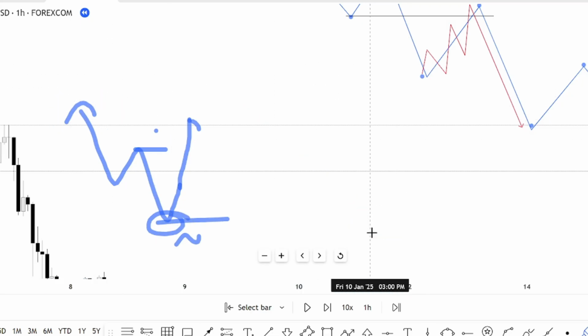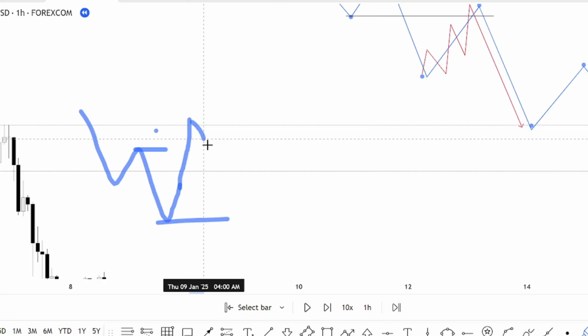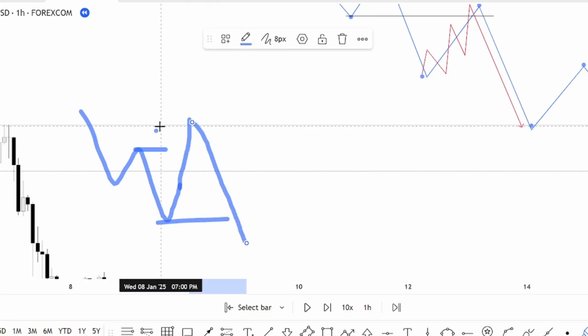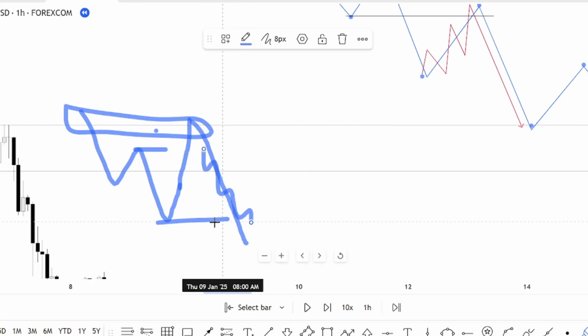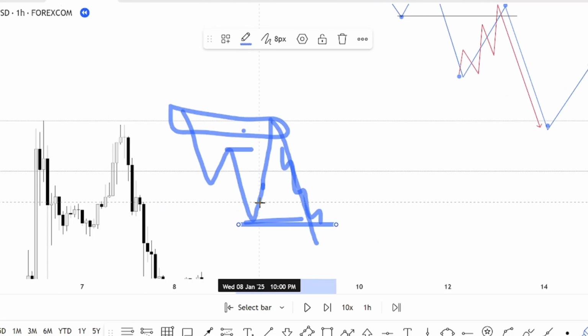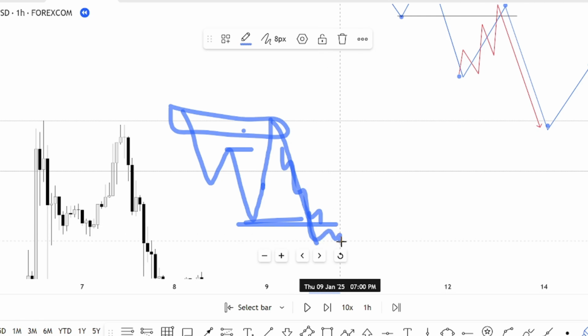I hope you are following me. I hope I'm not too fast, right? So once you have been able to do that, you need to look for your entry around this zone and start trading until price takes this major liquidity. So what happens if price takes this major liquidity?